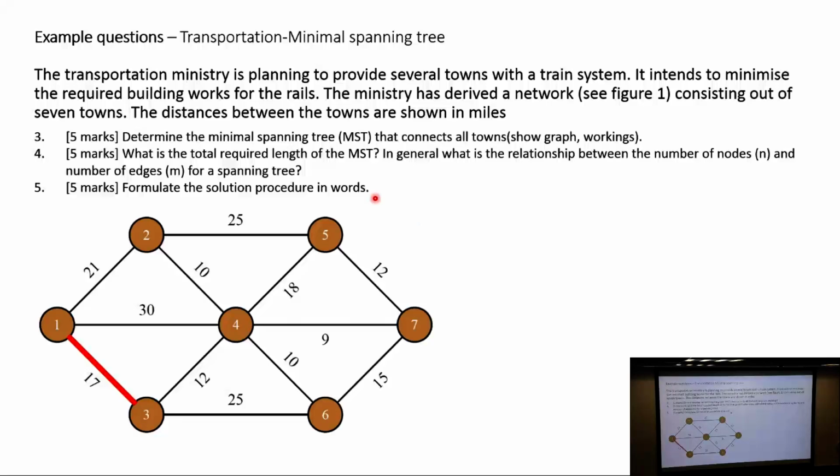So if we're starting from 1, we hope to find out the shortest distance connecting to 1. There are only 3 options: 21, 30, and 17. So that's apparently 1, 2, 3. So this is the first path.